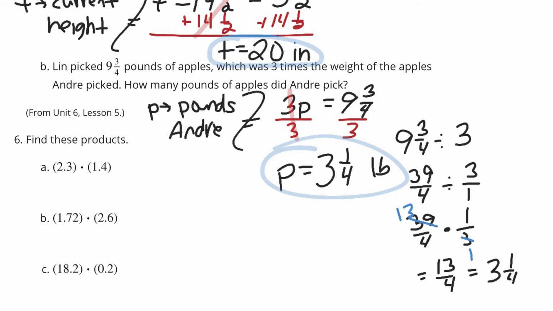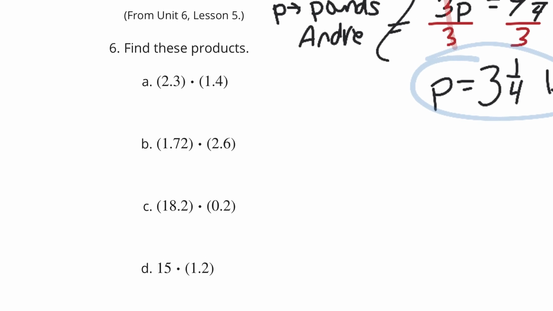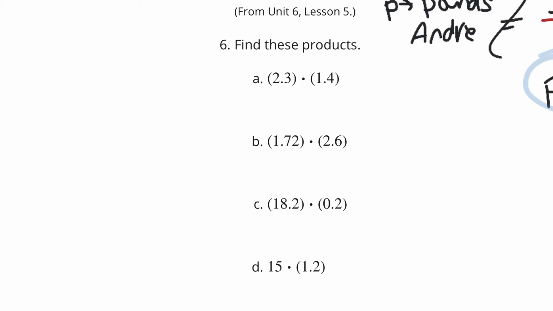And so now, depending on the book that you have, you may have additional questions, or you may just be stopping at 5. If you have one book, I think you stop at 5. If you have a newer book, you may have these questions as well. So lucky you, right? Now, finding products.